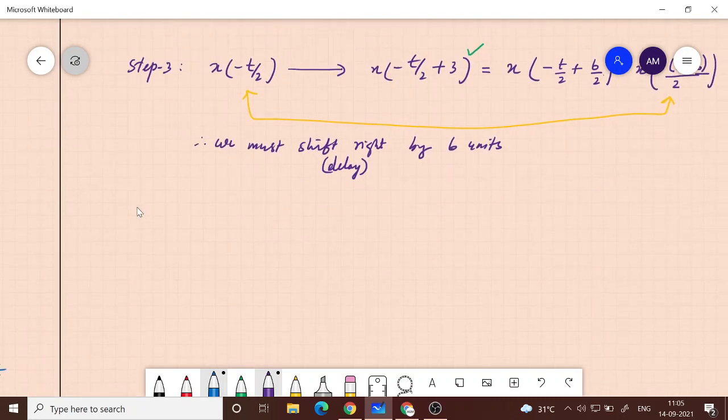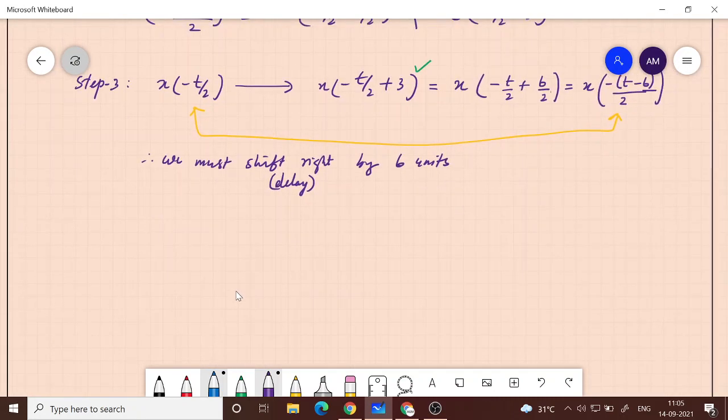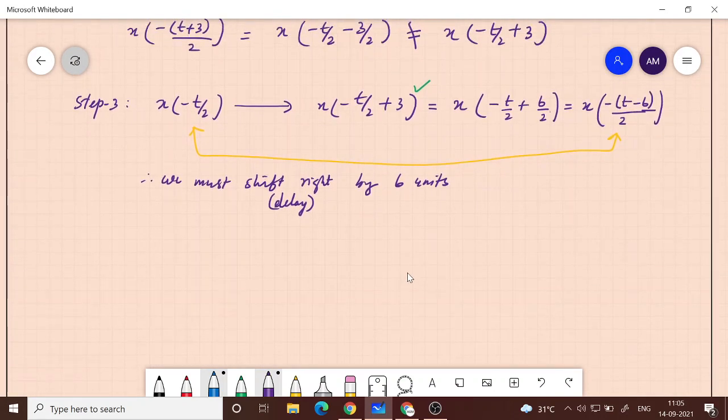And similarly, what if we have shifted by 2 units or 8 units, to the left or right? Right. Okay, so x of minus t by 2. So what you are saying is shifting by 2 units to the right. So t will go to t minus 2 if you are shifting to the right by 2 units.